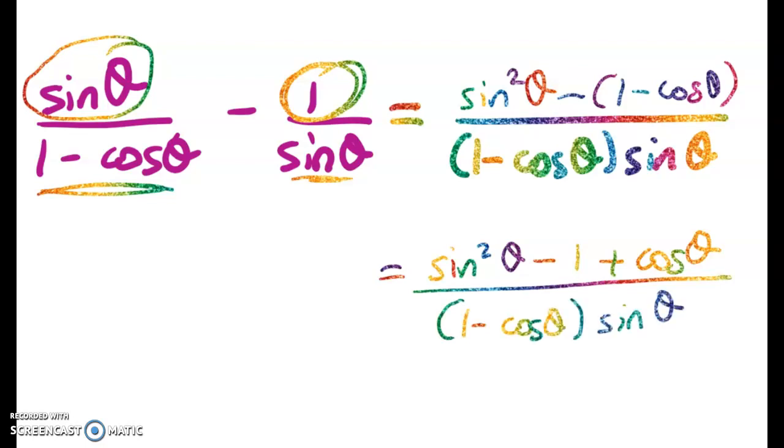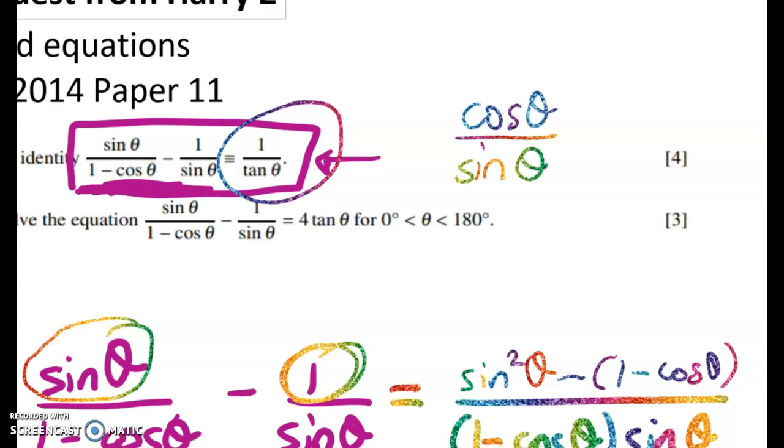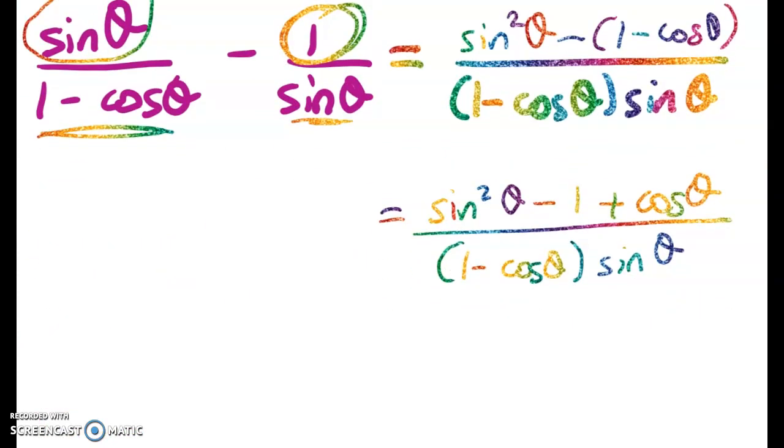So this is quite a good point to pause and look at where I'm trying to get to. Remember that I want to end up showing that this is equal to 1 over tan theta. Well, 1 over tan theta is cos theta over sine theta. So if I look down at where I've got to, you can see that starting to come out. I've got sine theta here, and I'm going to want to have this factor simplify away.